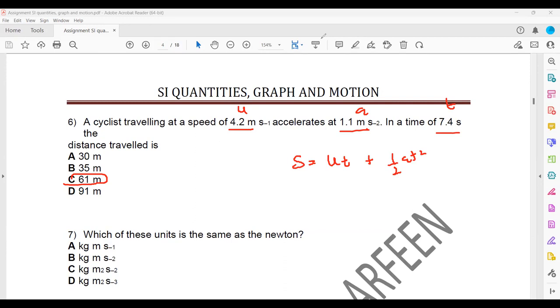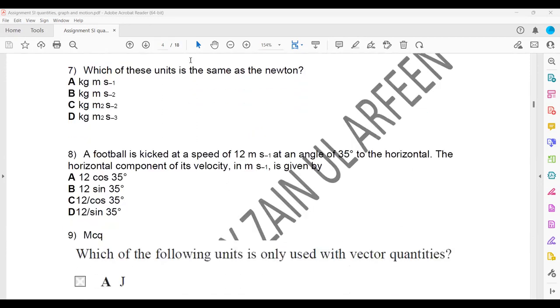Then which of these units is the same as the base unit for Newton? Newton is actually a unit of force. So first we write a formula for force. F = ma. Mass is in kilogram and acceleration is in meter per second square. So this kilogram meter per second square will move in the numerator. So the equivalent will be kilogram meter second raised to the power minus 2. So it matches with option B. B is equivalent to Newton.